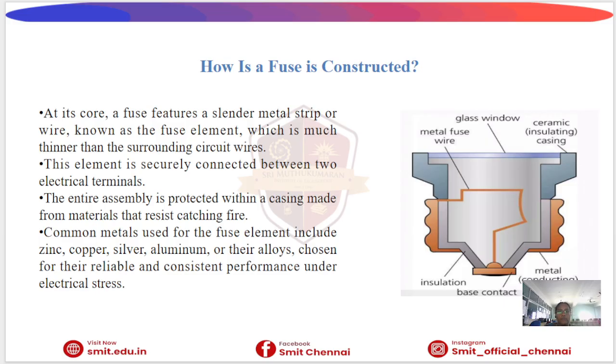Construction of a fuse. A fuse contains a thin metal wire or strip placed between two terminals. This element is thinner than the circuit conductors so that it melts quickly when excess current flows through it. Next, the fuse element is enclosed in a fire-resistant casing to ensure safe operation.